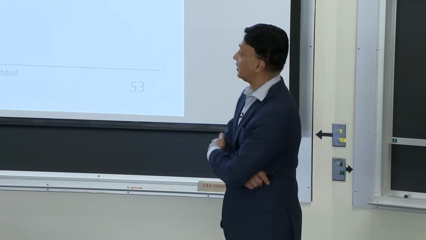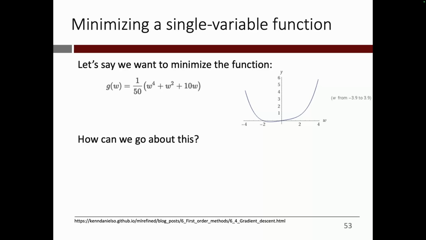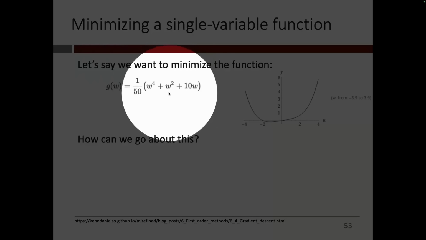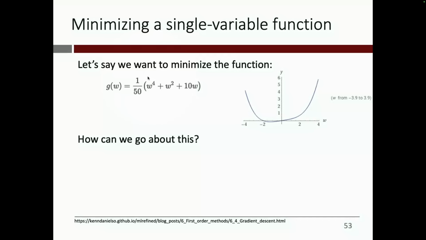All right, so minimizing a single variable function, we will warm up by looking at this little function here, which is a fourth power.